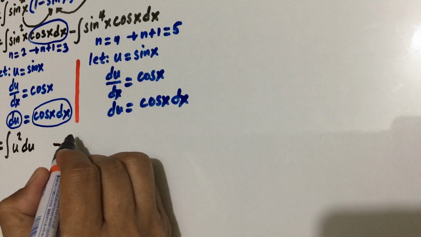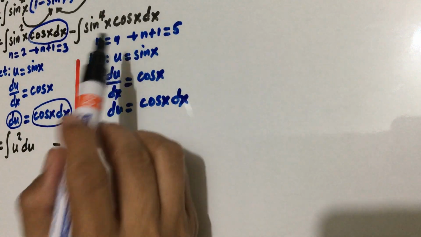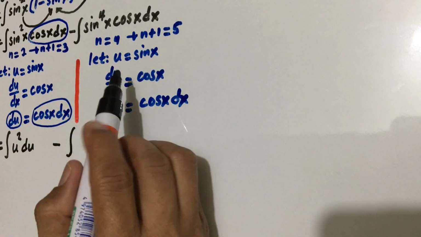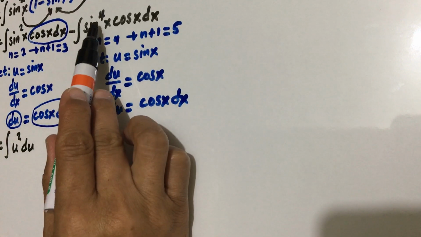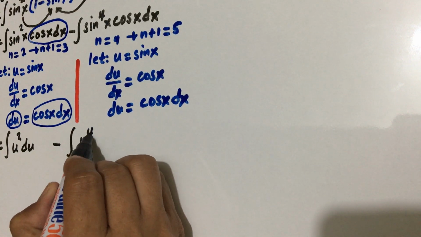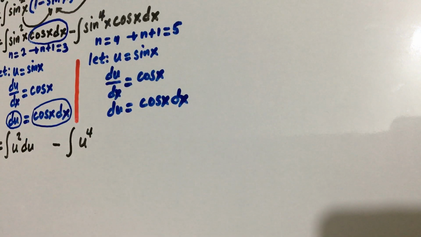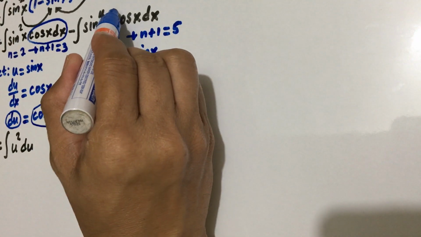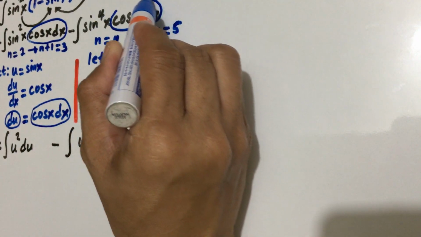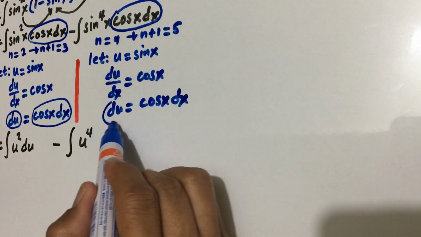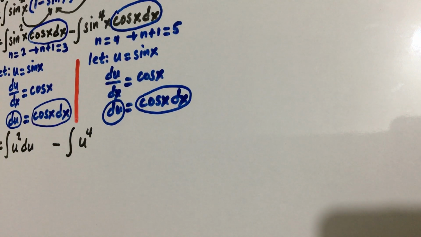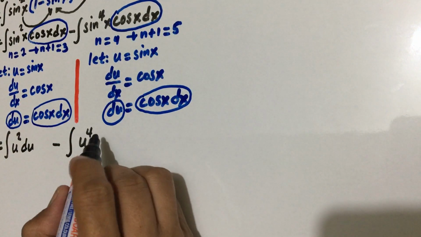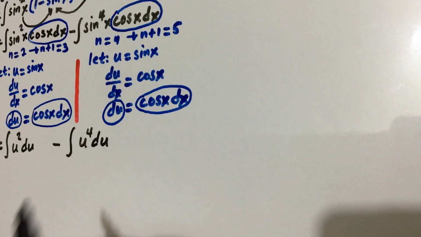Alright, then minus the integral of, same with this, we have our sine x equal to u, so replace that with u, then the exponent is also 4, then times again this part here, which is similar to the first term. This is also equal to du, right? So cosine x dx is equal to du. So therefore, substitute this with du. So our integral now is something like this.